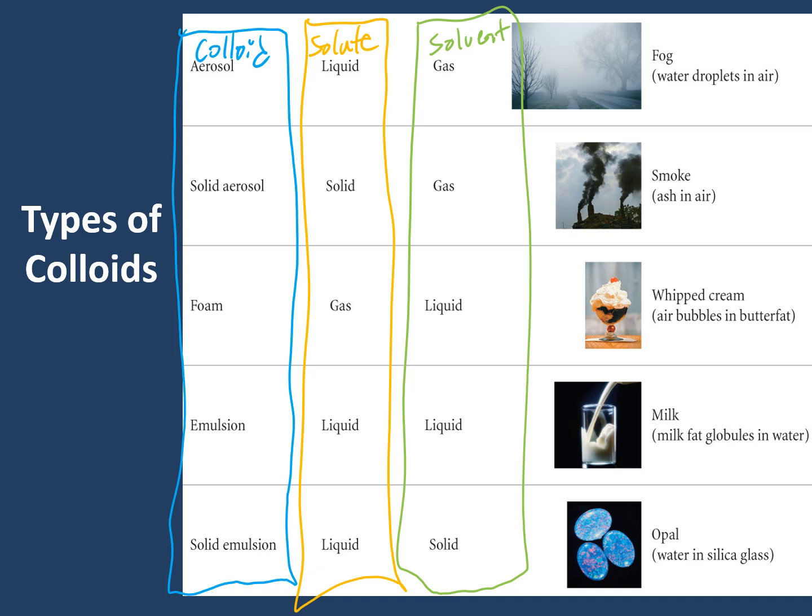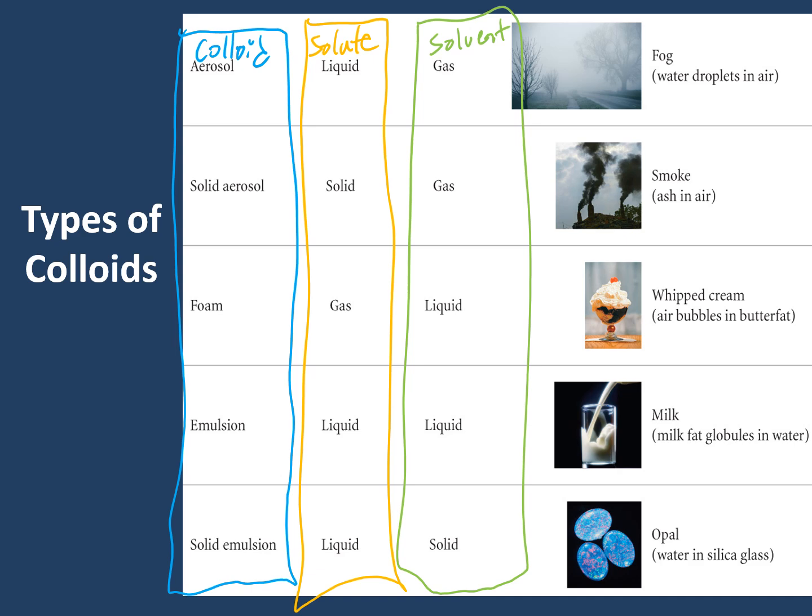Then we have solid aerosols, which are another colloidal mixture. In this situation, it's similar to an aerosol, but instead of a liquid particle, it's a solid particle. Smoke is a great example of this. That is ash dispersed throughout a gas, in this case, air. And so that's solid aerosols.